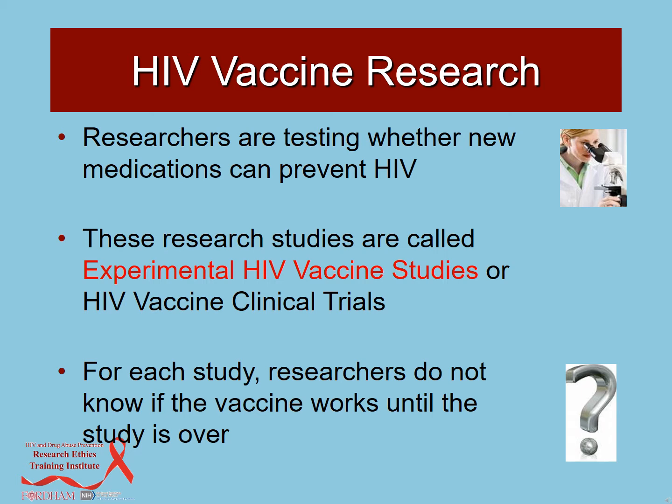But here you can see, I explain what researchers are doing. Researchers are testing whether or not new medications can prevent HIV. These research studies are called experimental HIV vaccine studies or HIV clinical trials. For each study, researchers do not know if the vaccine works until the study is over.